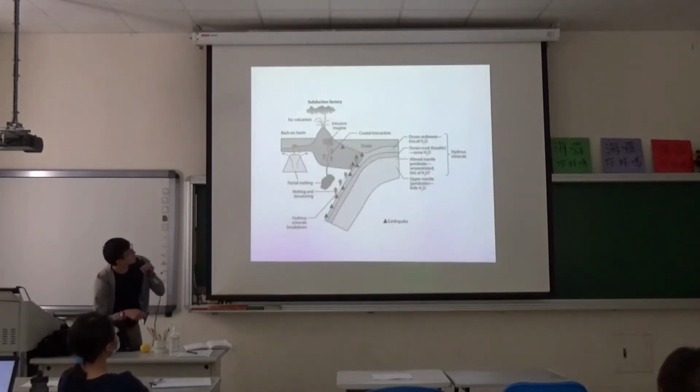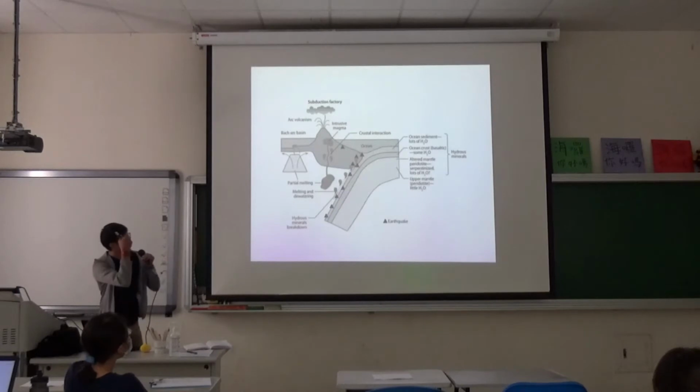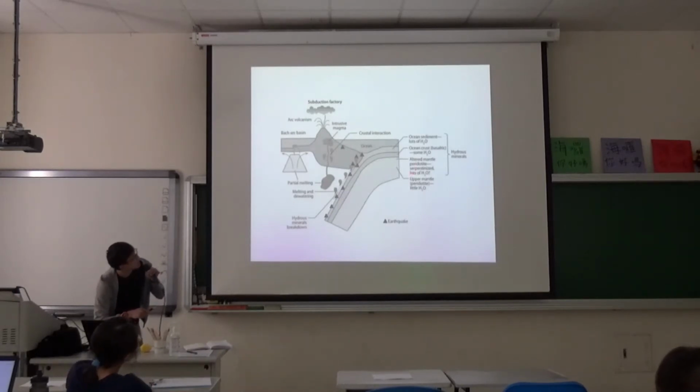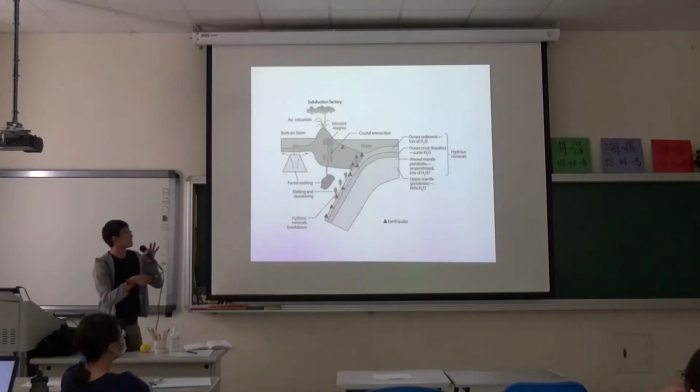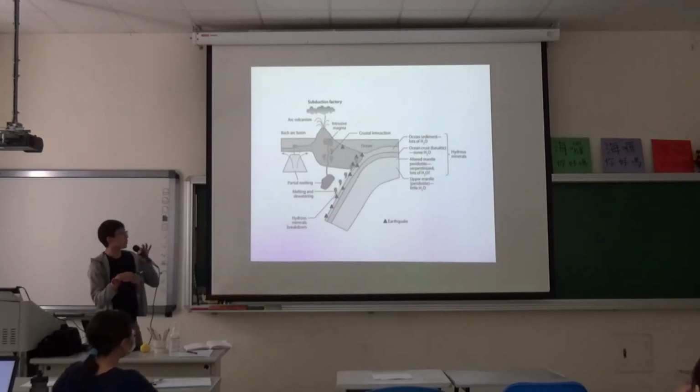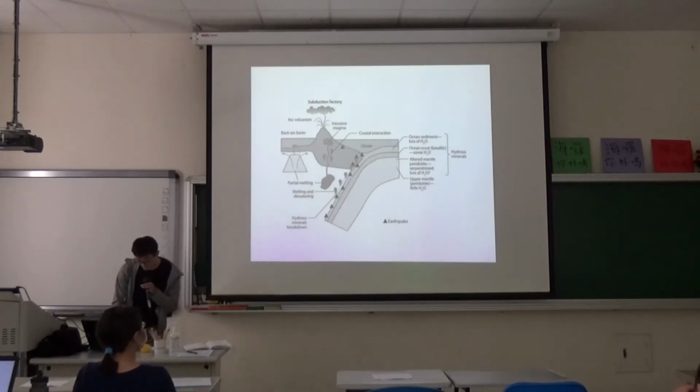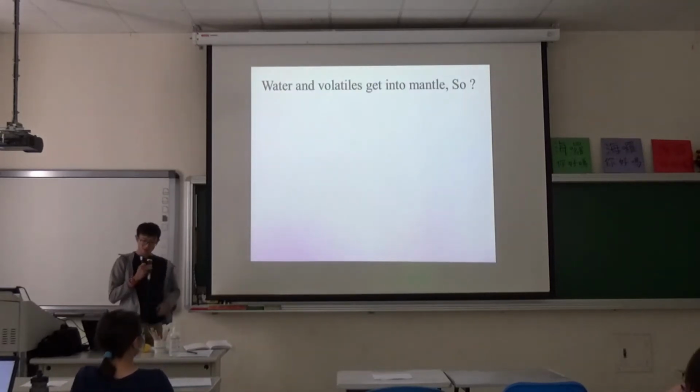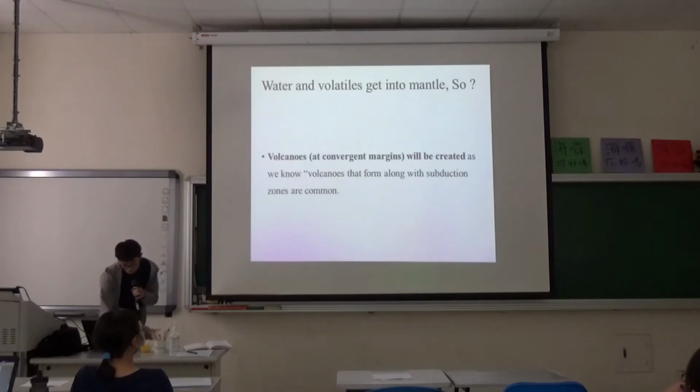Okay, so let's see this picture. That's the sediment we just talked about, and the outer mantle. It goes from peridotite to serpentinite, and it will end up having more H2O in it. Okay. So water and volatiles get into the mantle. What is it about? It's that volcanoes will be created.